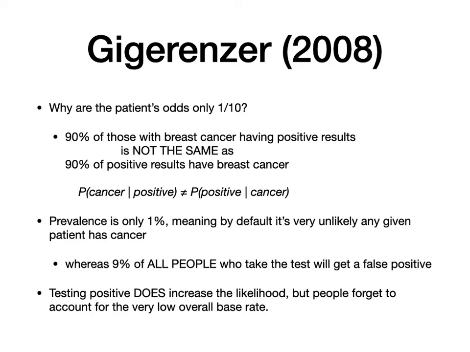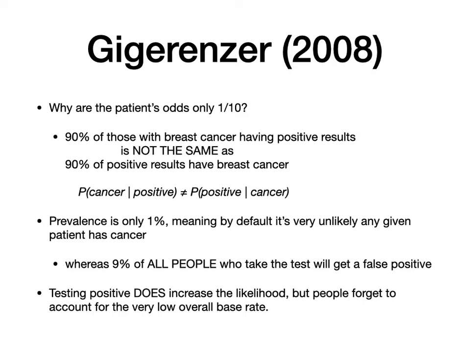Whereas 9% of all people who take the test are going to get false positives. So 9% of a boatload of people who are taking these tests routinely, only 9% are going to get false positives, and then there's only 1% of the population who actually have it. So that zooms us down to 9% of the full population having false positives, and 1% are going to have the actual disease. 1 out of 10.